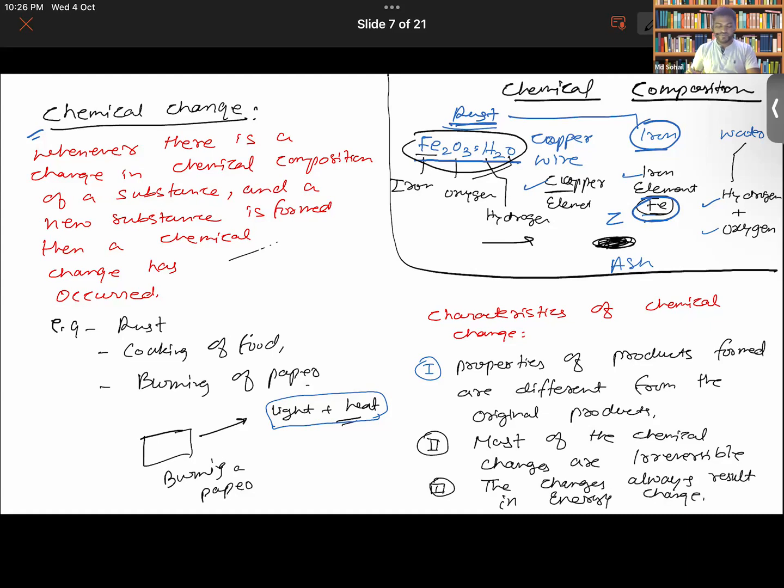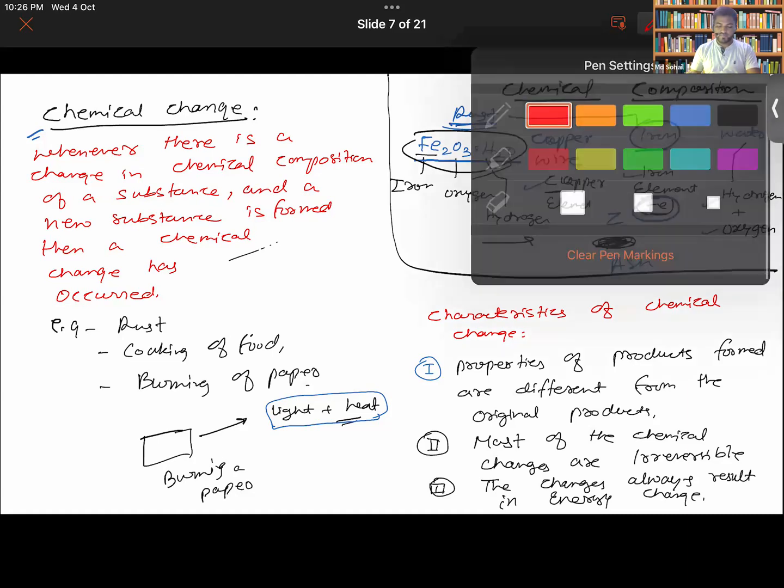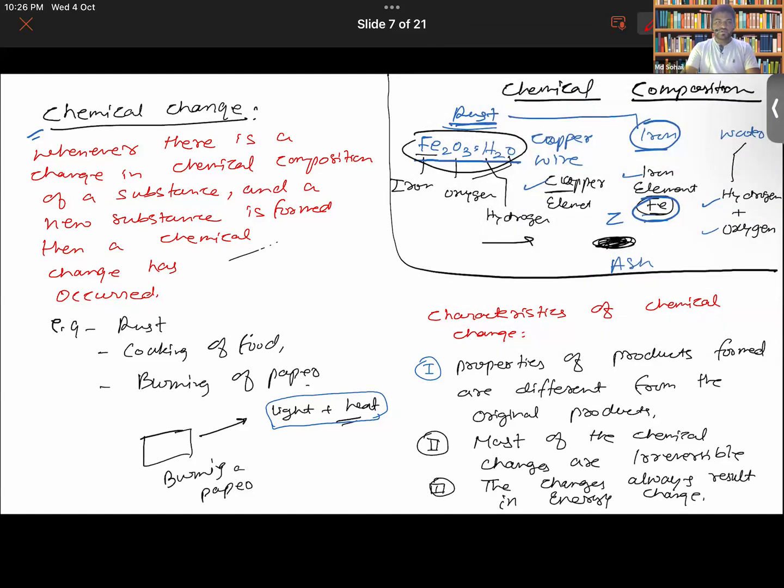Note down these points also. These are the characteristics of chemical change. Sir, only this one? The 3 points which I mentioned here, 1, 2, and 3.